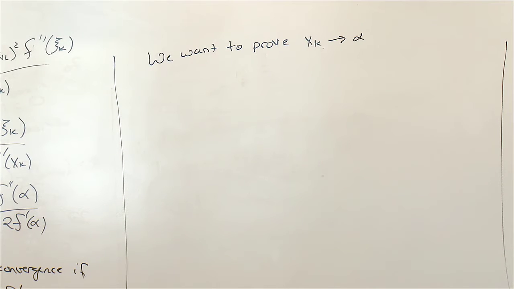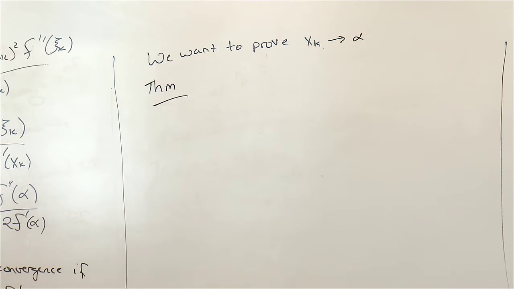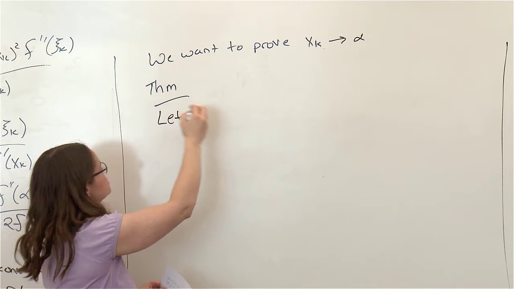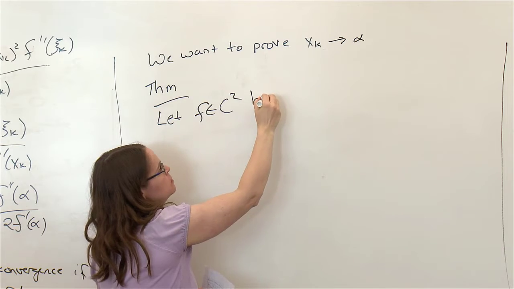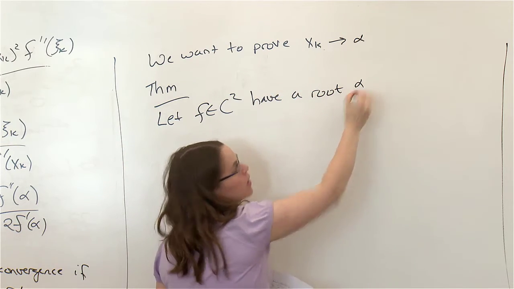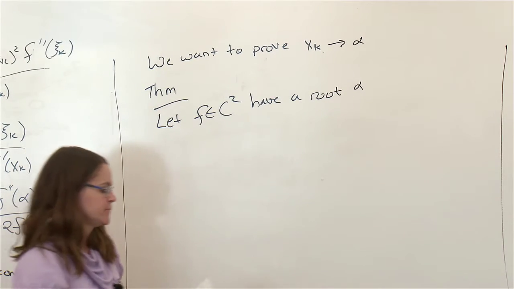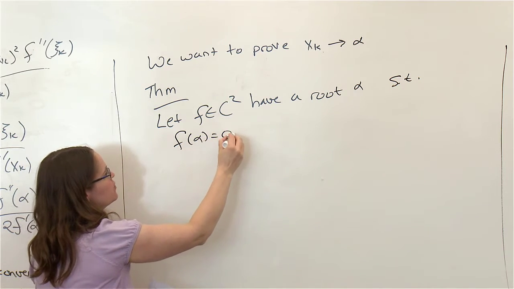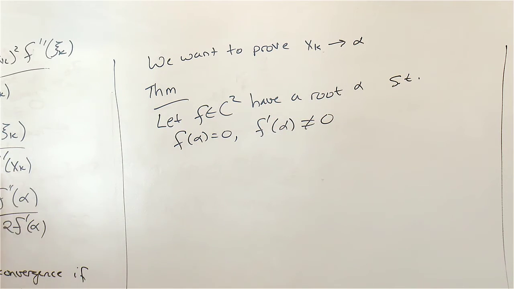So is it true, or under what circumstances is it true? So I'm going to write the result first, and then we're going to try to prove it. We're going to need the assumptions that we used here. Let f be a C2 function. It has a root. Okay, so I'm assuming it's a well-posed problem, that there actually is a root. At the root, of course, f of alpha is 0 by definition, and we're going to ask that f prime be non-zero.